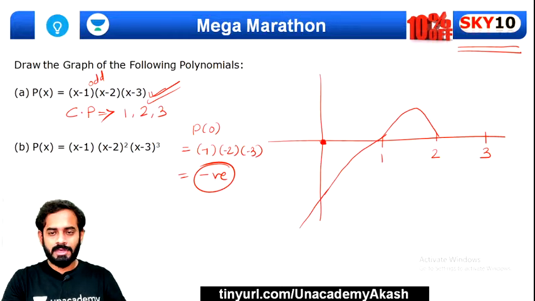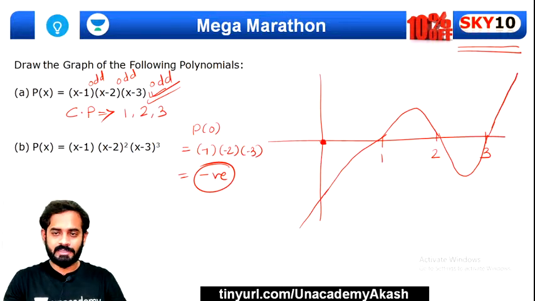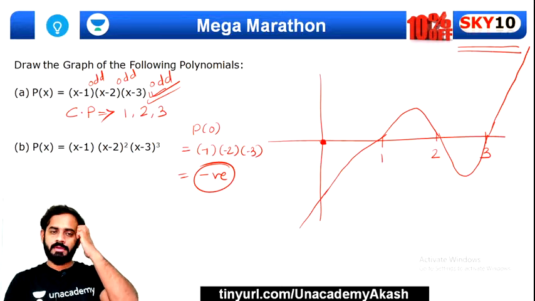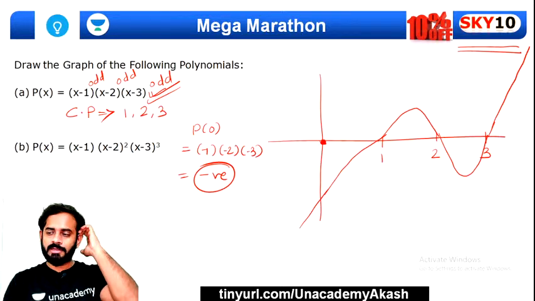What is the power of (x-2)? It is again odd, so again it will change its direction. It will cross the x-axis and come back to 3. Now the power of (x-3) is also odd, so it will again change direction. It will cross the x-axis like this and go like this. I believe you have understood this part and there is no doubt. Very simple.